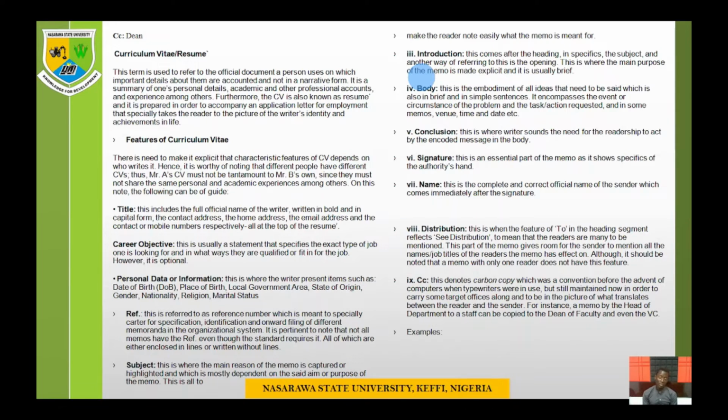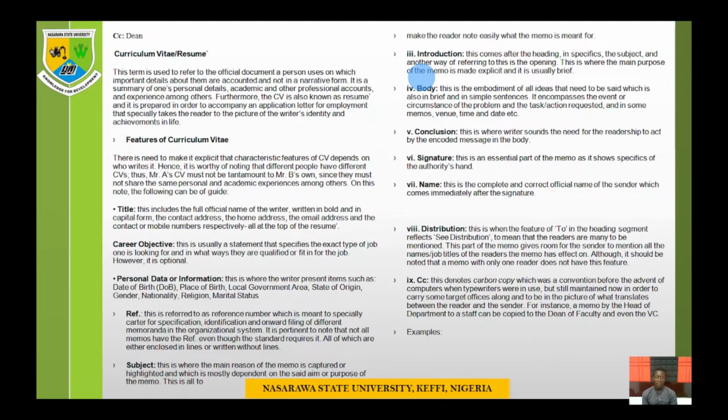And that is for your important consumption. Okay, as I said, curriculum vitae. Another name for curriculum vitae is resume. This term is used to refer to the official document a person uses on which important details about them are accounted, and not in a narrative form. It is a summary of one's personal details, academic and other professional accounts, and experience, among others. Furthermore, the CV, also known as resume, as we mentioned, is prepared in order to accompany an application letter for employment that specially takes the reader to the picture of the writer's identity and achievements in life. It also has its own features, and the features are as follows.